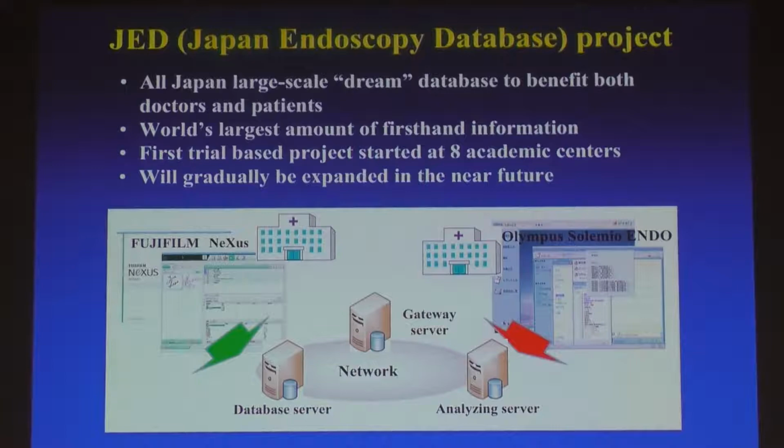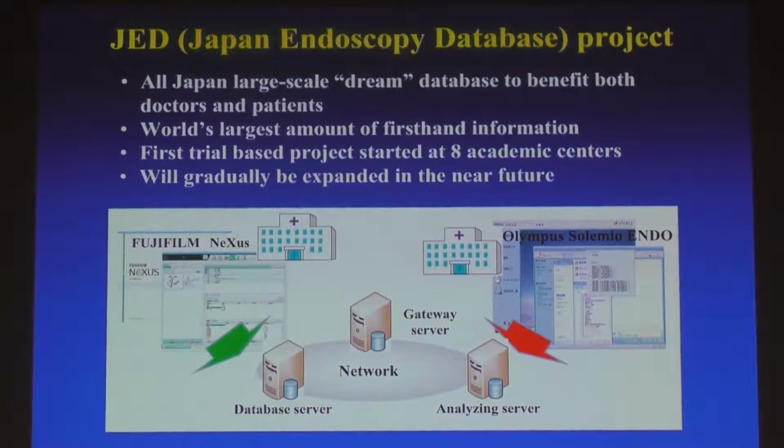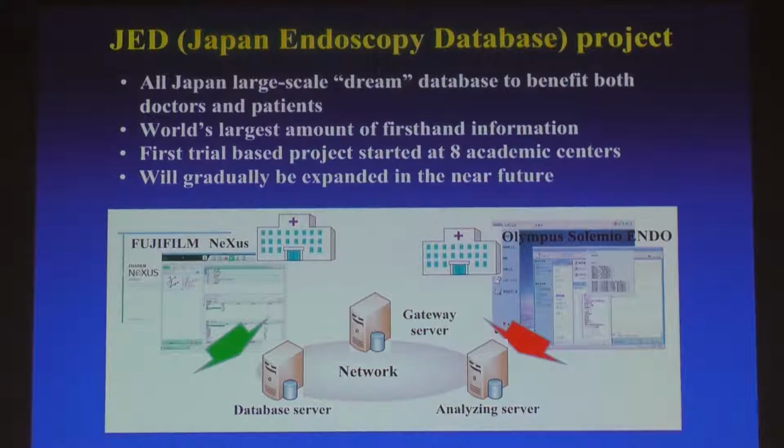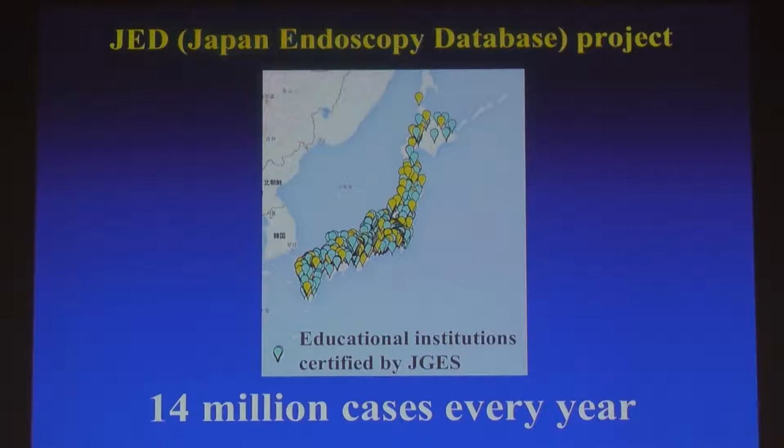So, we JGES started the Japan Endoscopy Database Project in 2015. The aim of this project is to construct a dream database to benefit both doctors and patients. Each medical institution will input images and data of patients into the endoscopy filing system, and the Japan Endoscopy Database will take data from this system to compile a database. When it is fully operated in Japan, JED will grow to become the world's leading database with approximately 14 million additional data every year.